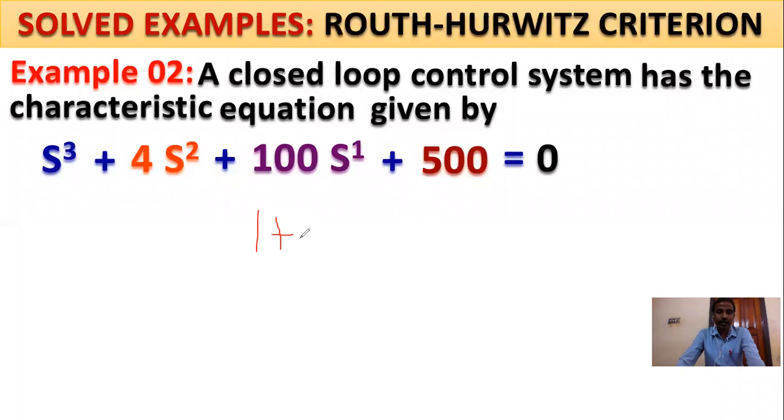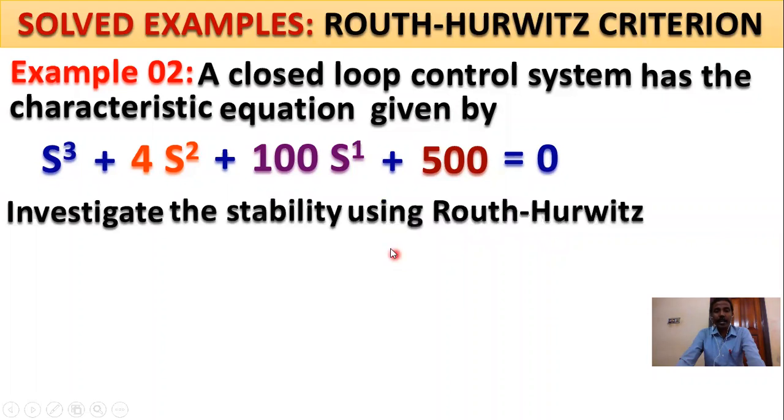What is the characteristics equation? 1 plus g of s into h of s equals to 0 is called characteristics equation. And s cube plus 4s square plus 100s plus 500 equals to 0, third order polynomial equation. Investigate the stability using Routh Hurwitz criterion.